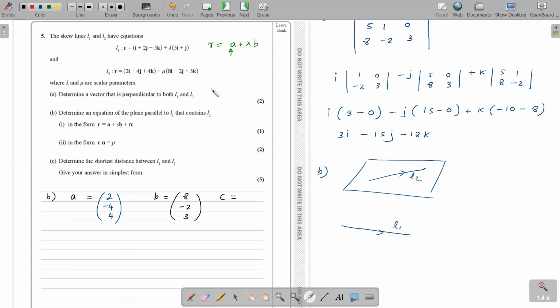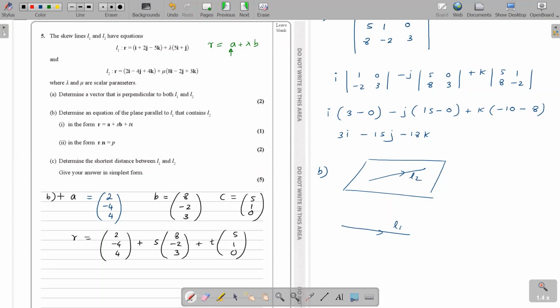And for c, I want another different direction vector on this plane. Since line 1 is parallel to the plane, I can go with the line 1 direction. Because line 1 is parallel to the plane, the line 1 direction vector is 5i, 1j, 0k. So it's just one mark. Input the values: r equals a, which is 2i minus 4j plus 4k, plus s times b, which is 8i minus 2j plus 3k, plus t times c, which is 5i plus j. Do you agree? They want you to determine the equation of the plane parallel to line 1 that contains line 2 in this form, r equals a plus sb plus tc, just one mark.